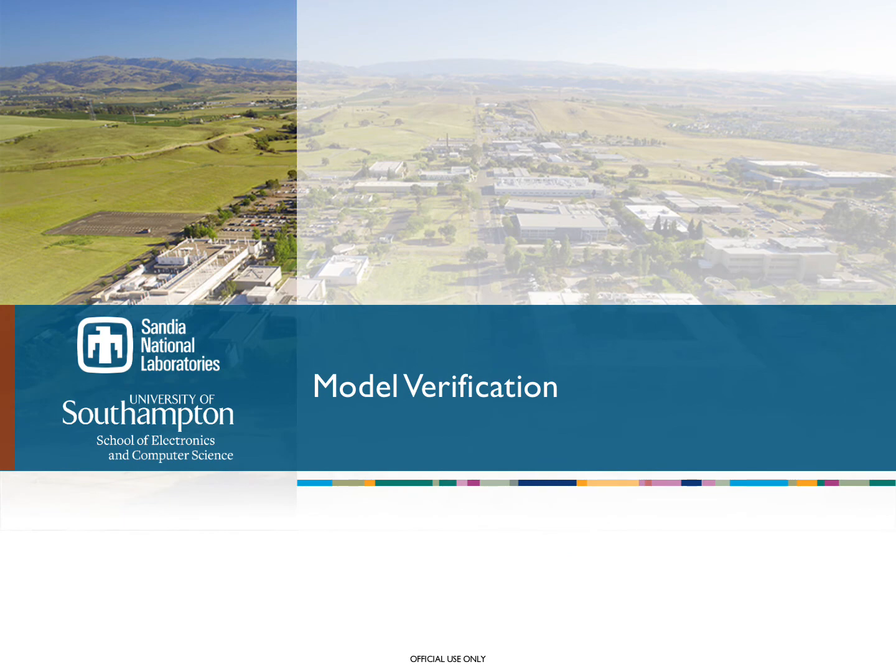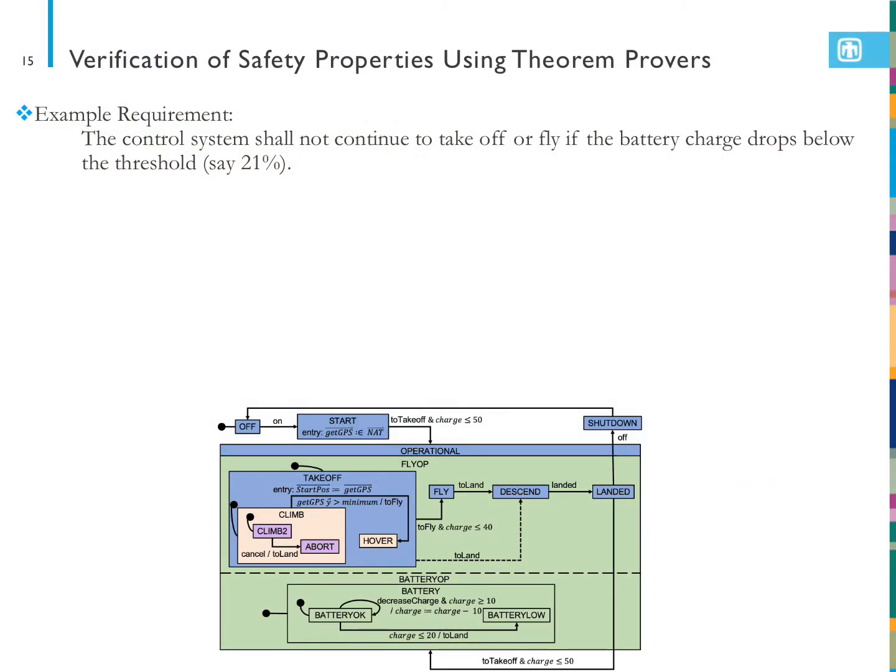The next section is the model verification section. We are interested in verifying and preserving safety properties in our system. We can use the theorem prover within the Rodin tool to prove these properties. An example of a requirement for a safety property is the controller should not continue to the takeoff or fly state if the battery charge drops below a specified threshold.